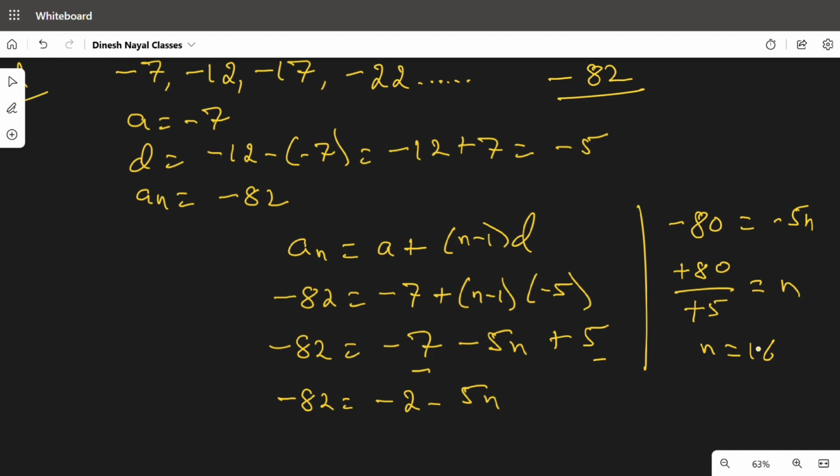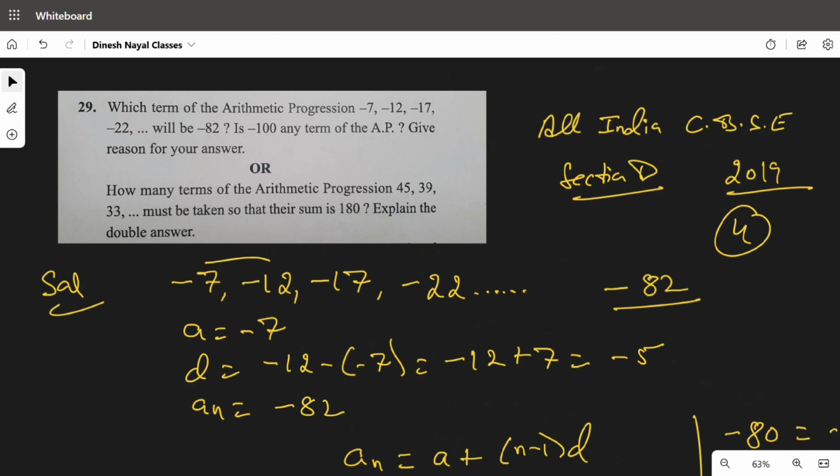So the 16th term of this is minus 82. They are asking which term of the arithmetic progression, so the 16th term is actually minus 82. Now in the second part: is minus 100 any term of an AP? Give reason for your answer.